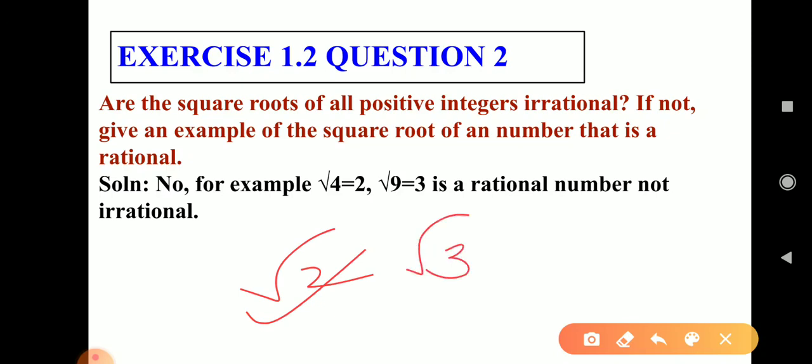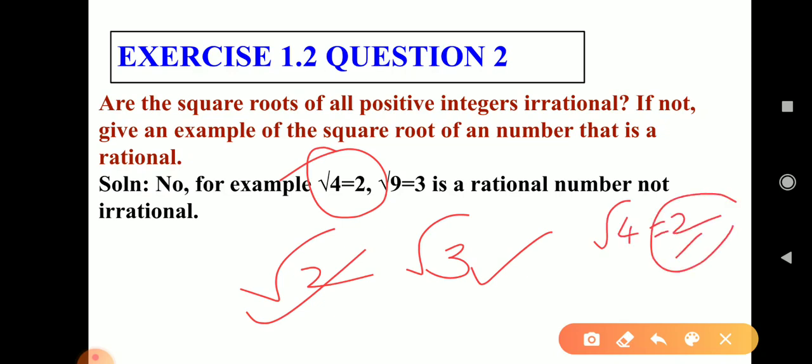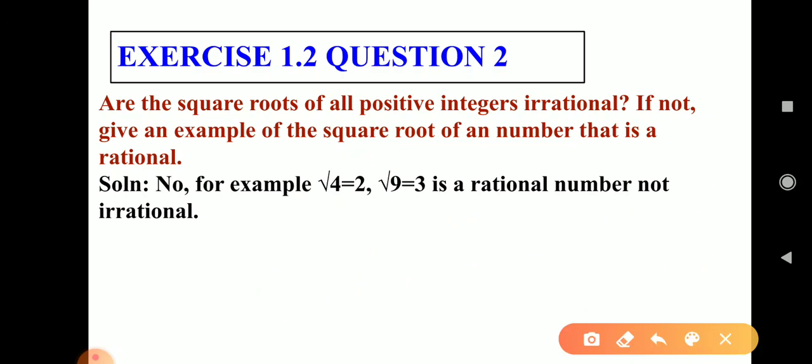If I consider root 3, irrational. But if I consider root 4, it is equal to 2, its value is 2. It is not irrational. Again, root 9, if I consider, is equal to 3, it is not irrational. So no, the square roots of all positive integers are not irrational. Only the co-prime numbers. Clear? So no, for example root 4, root 9 is 2, 3, a rational number, not irrational.